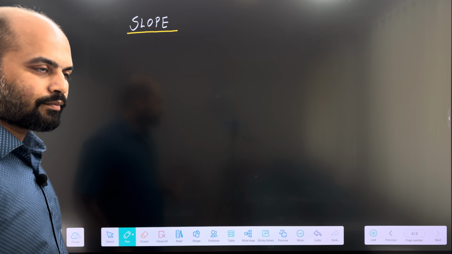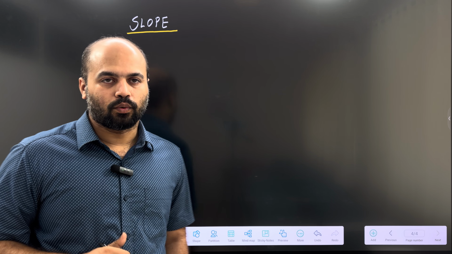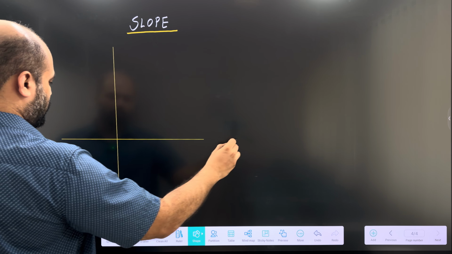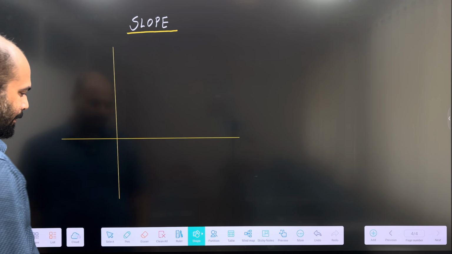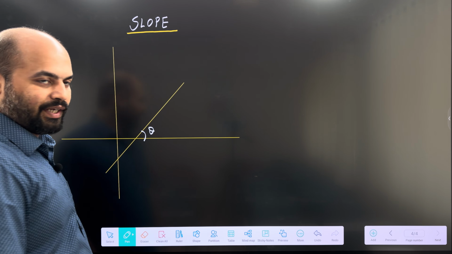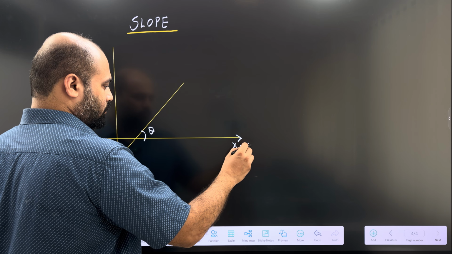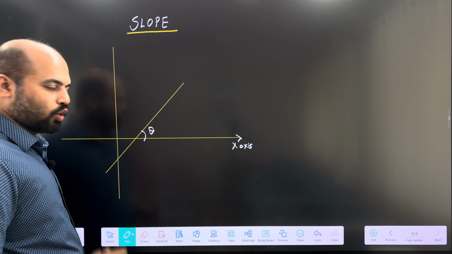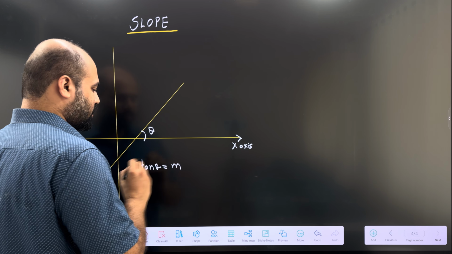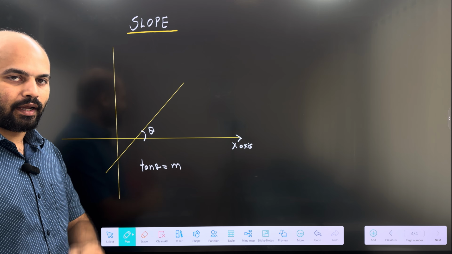Let us now understand how to find the slope and what exactly is the concept of slope. Consider a straight line. Now this is some angle of inclination theta that it is making with the positive x-axis. We define that slope of this line is going to be tan of theta, which is m. So tangent of this particular angle, that is called the slope of the straight line.